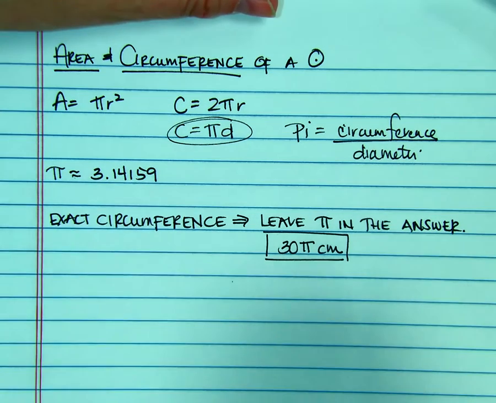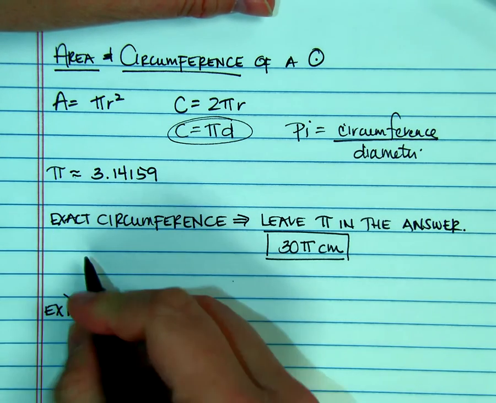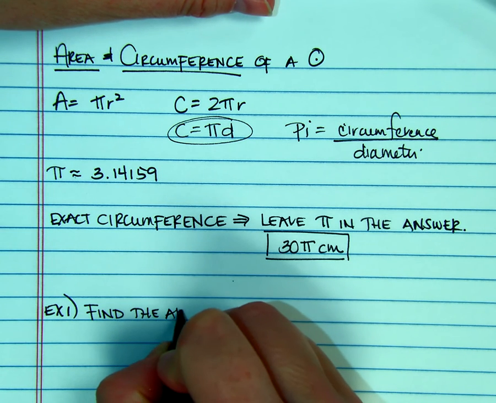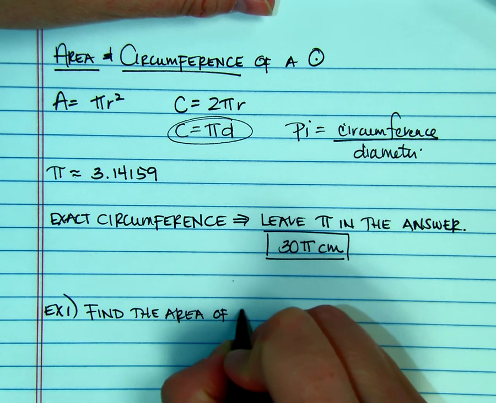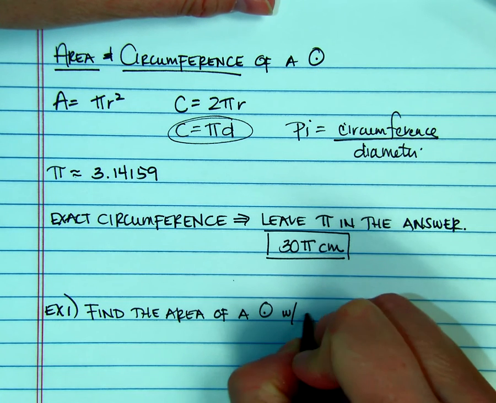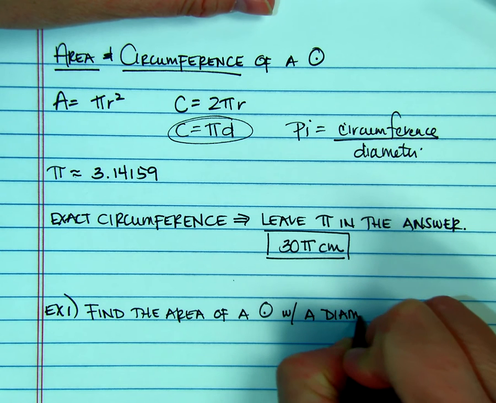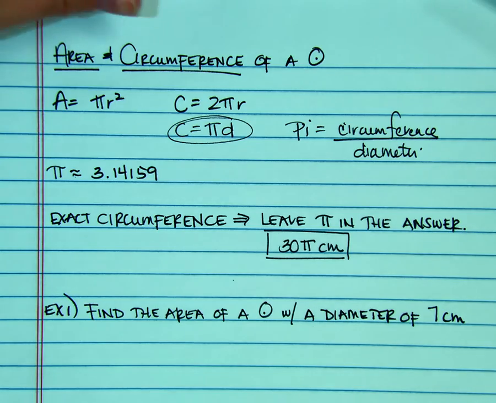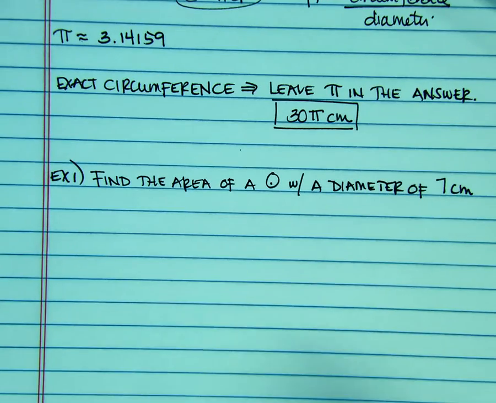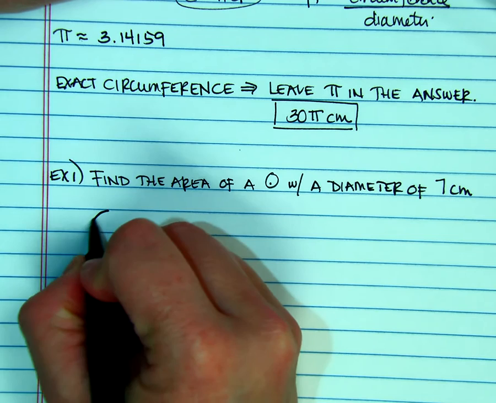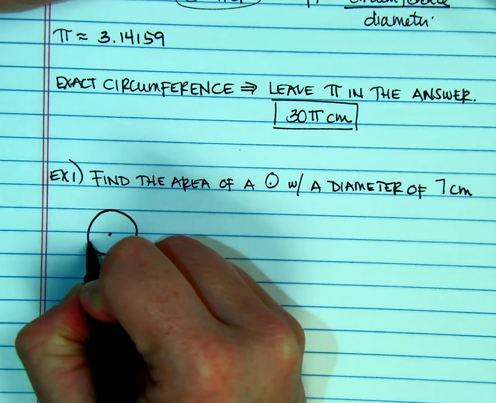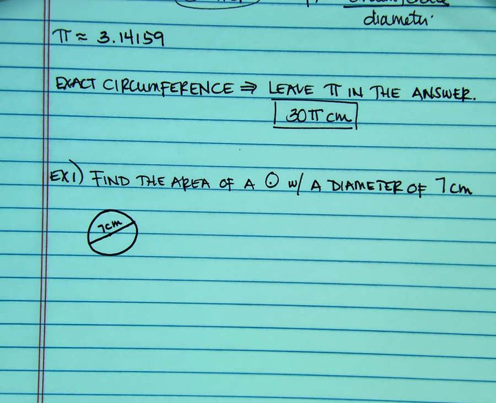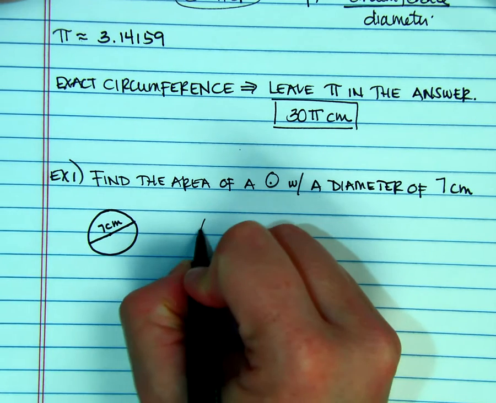Okay, so example 1. We want to find the area of a circle with a diameter of 7 centimeters. So you might have a word problem, or they might give you a diagram that looks something like that. Either way, what you have to know is the formula.